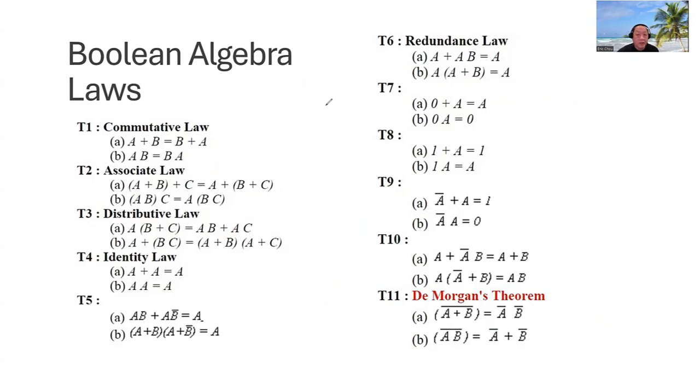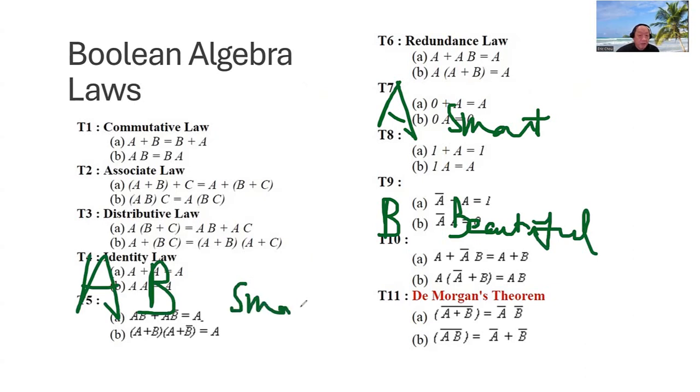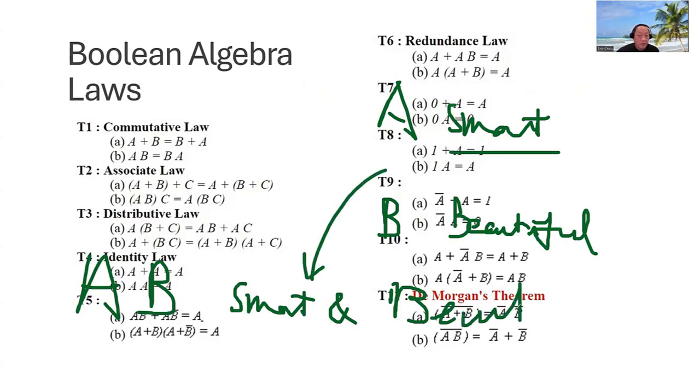Okay, let's assume that A means smart. So A set is smart people. B set is beautiful. So AB set is smart and beautiful. So smart people, of course, are more than smart and beautiful people, because smart and beautiful people are more selective than smart people. Is that okay? Yeah. That's very easy to understand, okay?